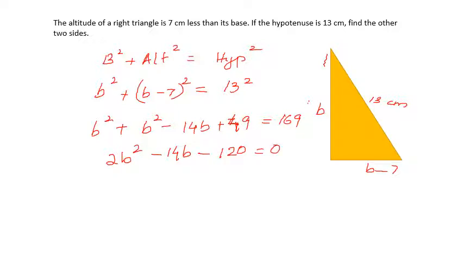So now the common term is 2. So you can divide throughout by 2. You will get b square minus 7b minus 60 is equal to 0. So by multiplication you have to get minus 60, and by addition you have to get minus 7. So you find numbers such that by multiplying you get 60, and then by subtraction the difference is 7. Then you can solve it.